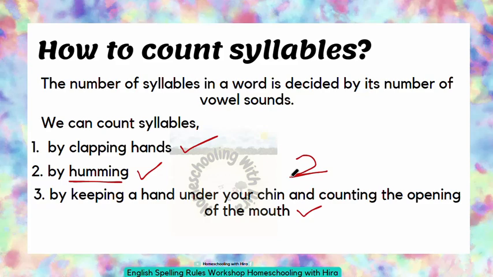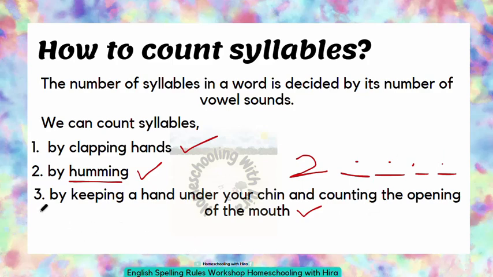So the word otter is 2 syllables. If you go for the word automatic, hum the word and keep your hand on your throat. 4 syllables. Automatic. This is the number of syllables in automatic. So if you hum the word, you can get the number of syllables.